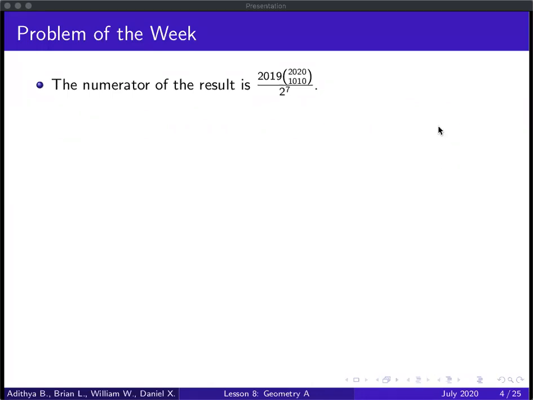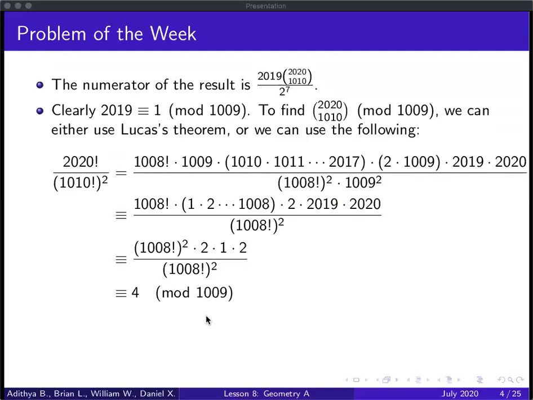So 2019 is equivalent to 1 mod 1009. So it suffices just to find 2020 choose 1010 mod 1009. As someone said in the chat, we can use Lucas's theorem, or we can just expand the numerator.